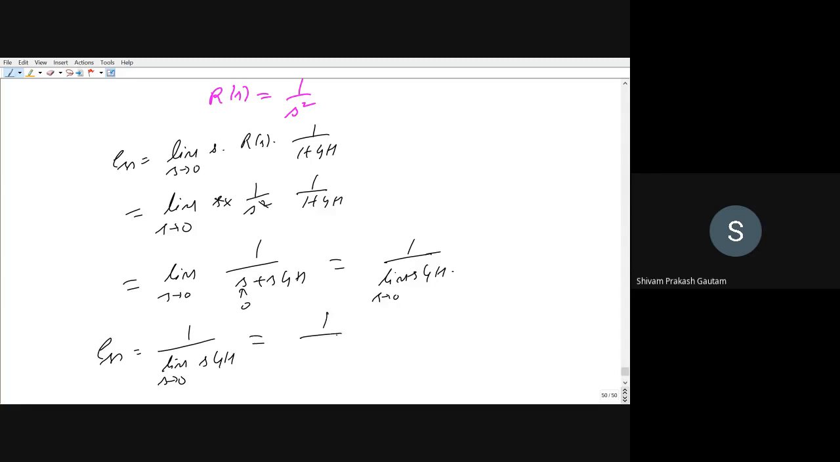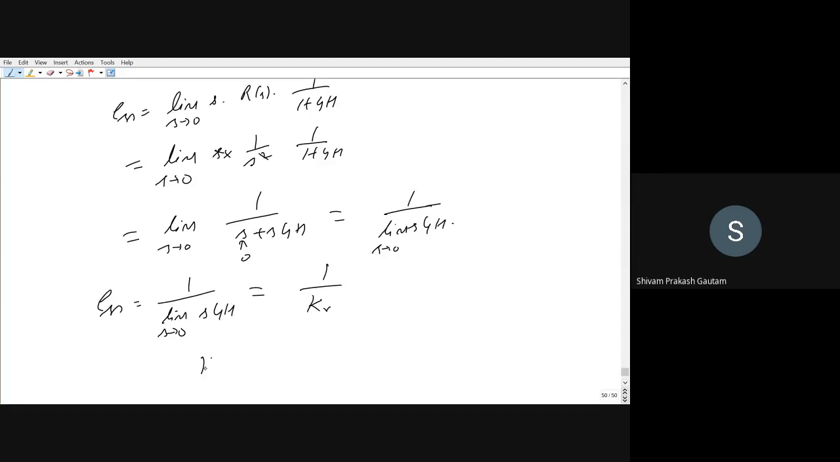Now this I can rewrite as Kv. Kv is the velocity error coefficient. Kv is equal to limit s tends to 0, s into G(s) into H(s). That is called the velocity error coefficient.